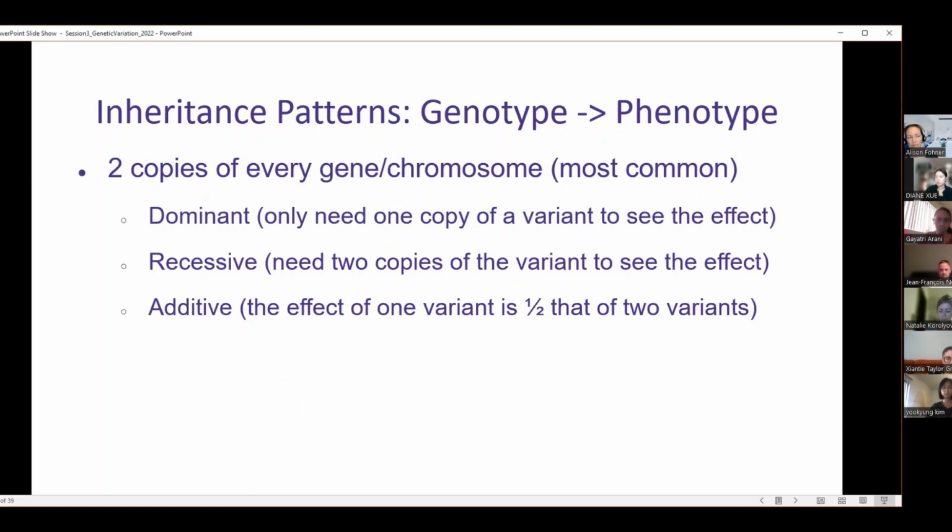Inheritance patterns are important to think about, and this is how the genotype becomes a phenotype. Because we have two copies of every gene or every chromosome, usually, if we think about the XY chromosome, it gets a little more confusing. We have a dominant inheritance pattern, and that's where you only need one copy of a particular nucleotide to see an effect. We have recessive, and that's where you need two copies of that variant to see an effect. And then we have additive, and that's that the effect of one variant is half that of two variants. And the default in many genetic studies is using this additive model.